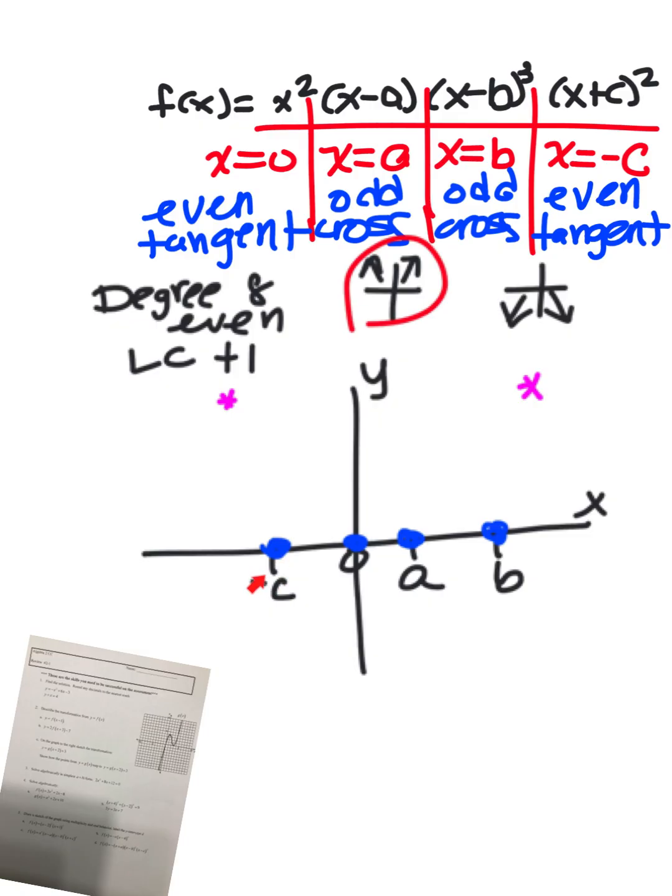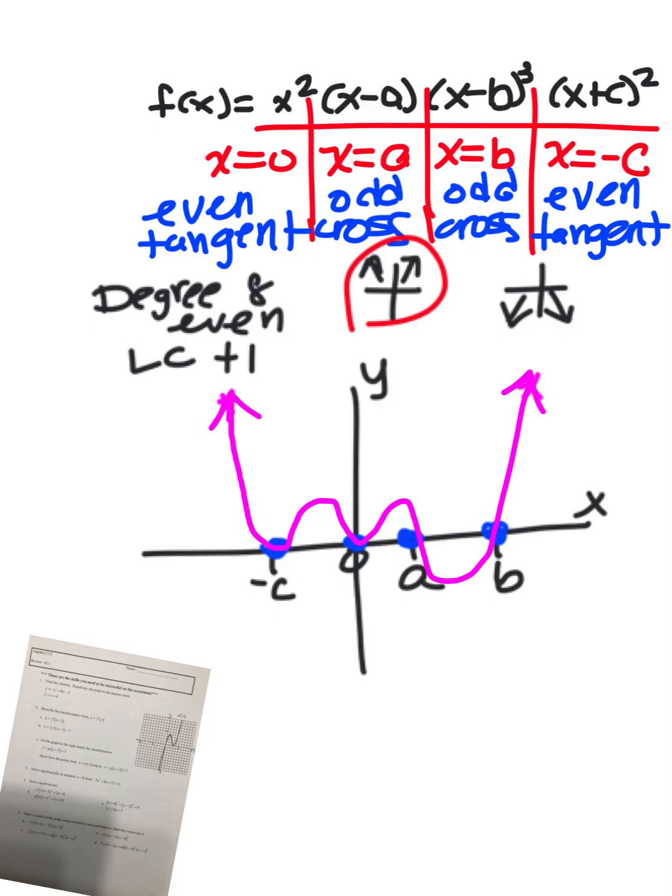So -c is tangent, so we're going to be tangent, tangent, cross, cross. All right, tangent, tangent, cross, cross. Okay, so coming from up here in quadrant 2, it's going to come down and tangent, come back down, tangent, come back down, cross, come back up and cross. So it kind of looks like that.